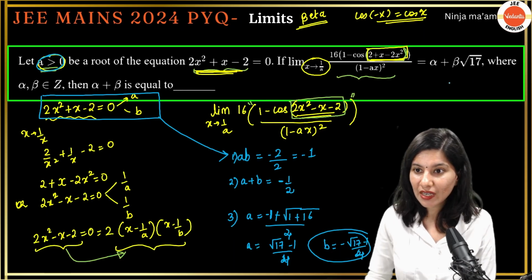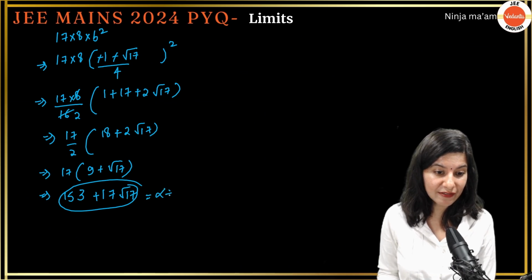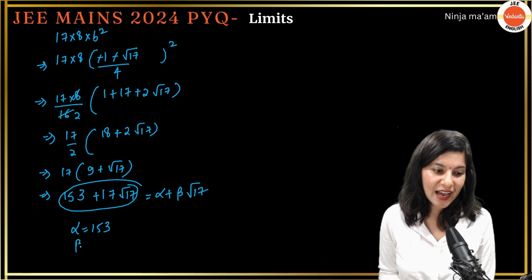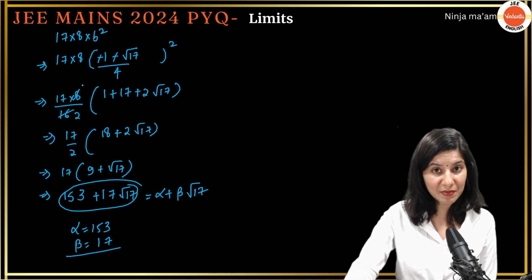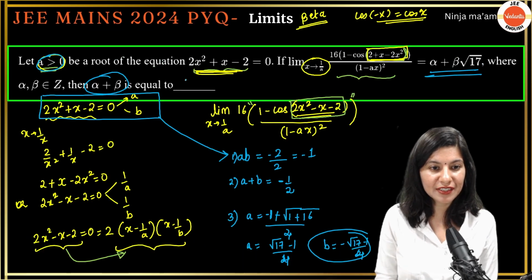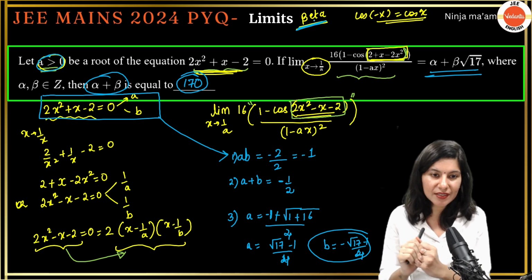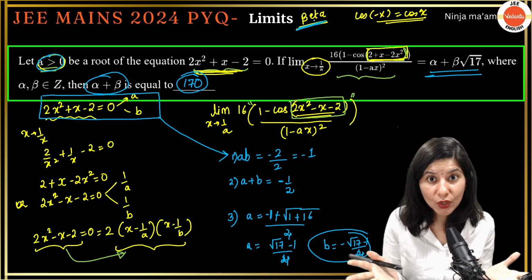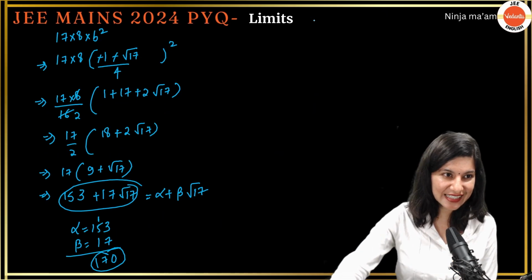And now this expression is alpha plus beta √17. So we are very close. Alpha plus beta √17. So if you compare, alpha will be 153 and beta will be 17. And what they are asking you is the value of alpha plus beta. So that is going to give you 170, the correct answer of this question. So that's why in the beginning I told you that there are some steps required. This is not an absolutely non-doable question, but definitely a doable beta. All right. Yes. Chalo.